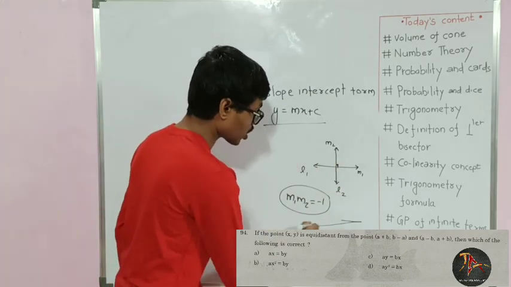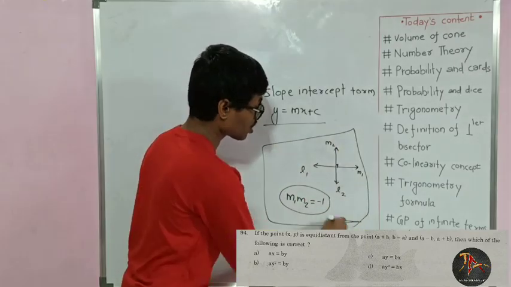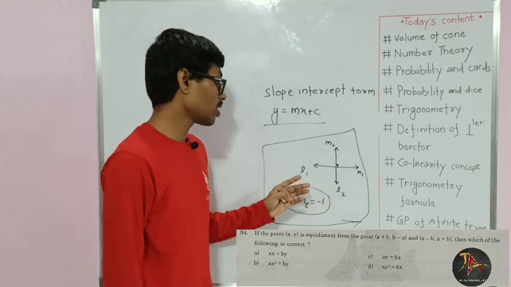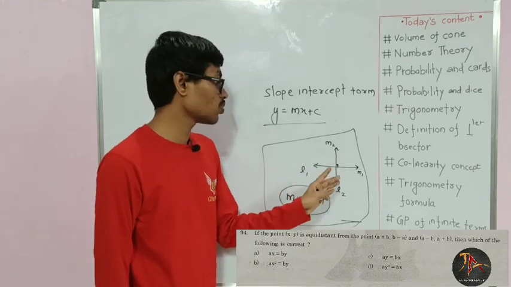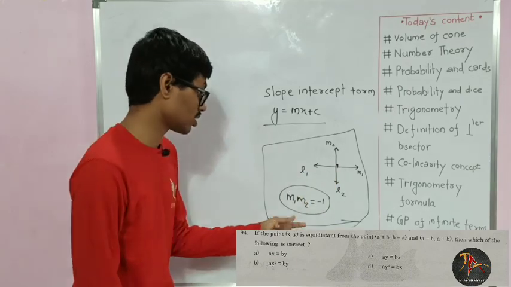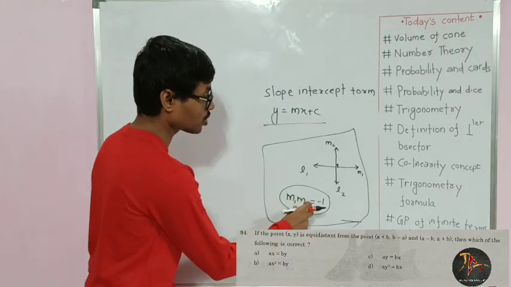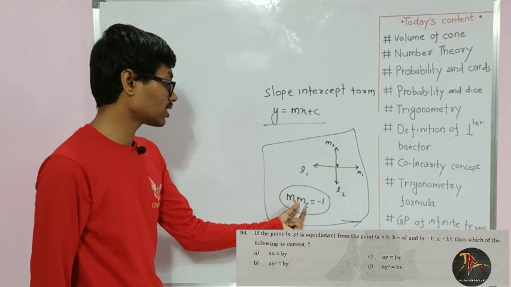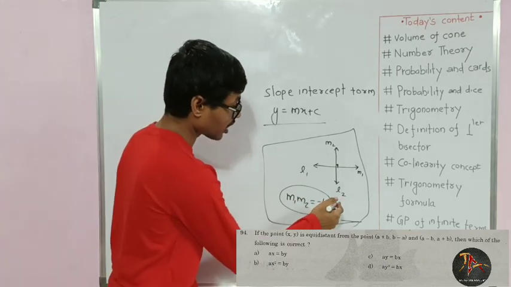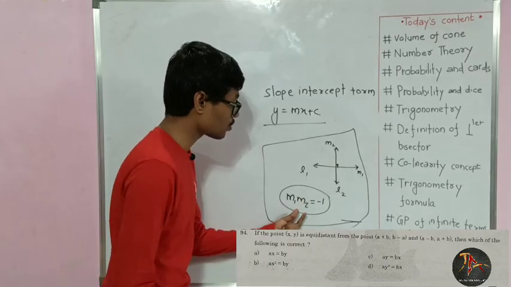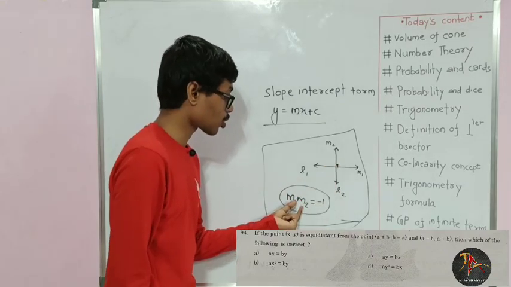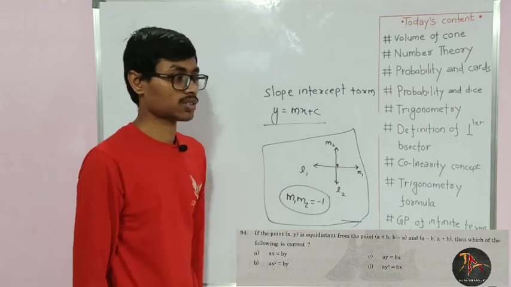This is an important result. We have to remember this result up to class 11th. When you come to class 11th, you will get the proof for this, why m1 m2 is -1. So till 11th you have to remember that m1 m2 is equal to -1. For perpendicular lines, the product of slopes is -1.